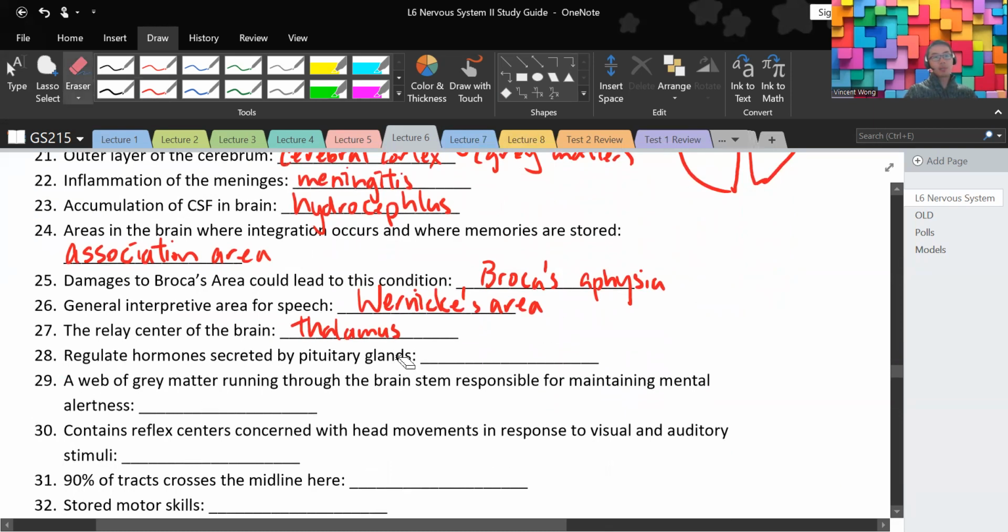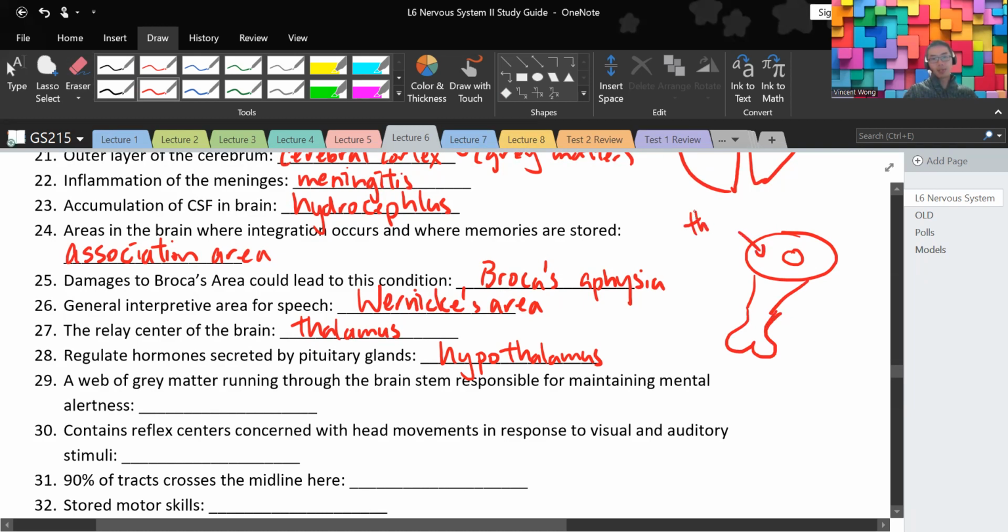Regulate hormones secreted by pituitary gland. That would be the job of the hypothalamus. Okay, so thalamus is this thing. It usually looks like this in a diagram. An oval with a dot in the center. Underneath is the hypothalamus, and then there is the pituitary gland right below it.